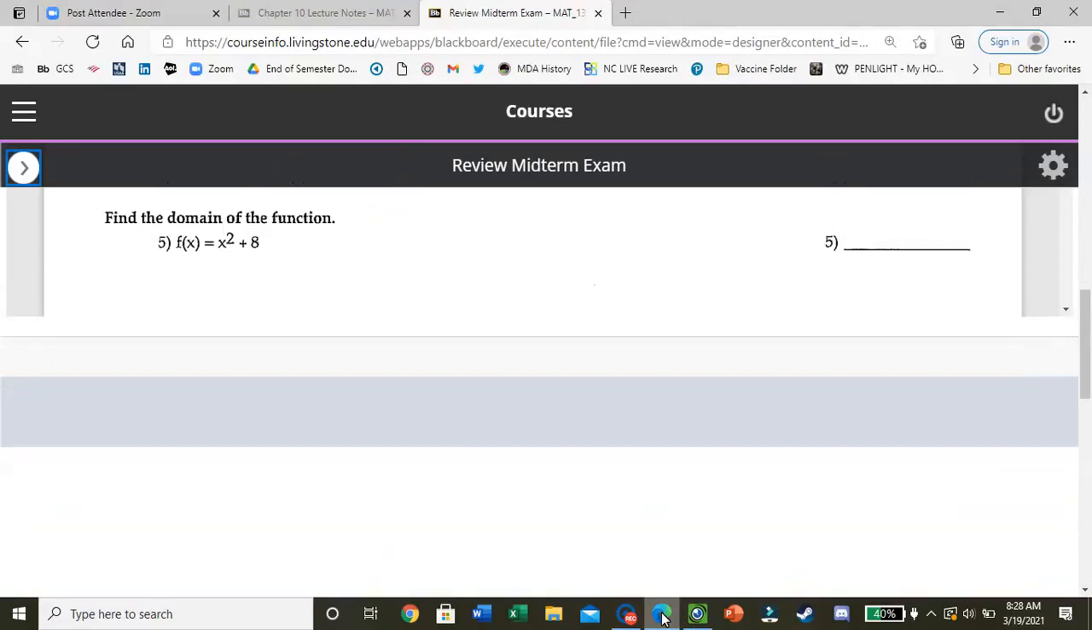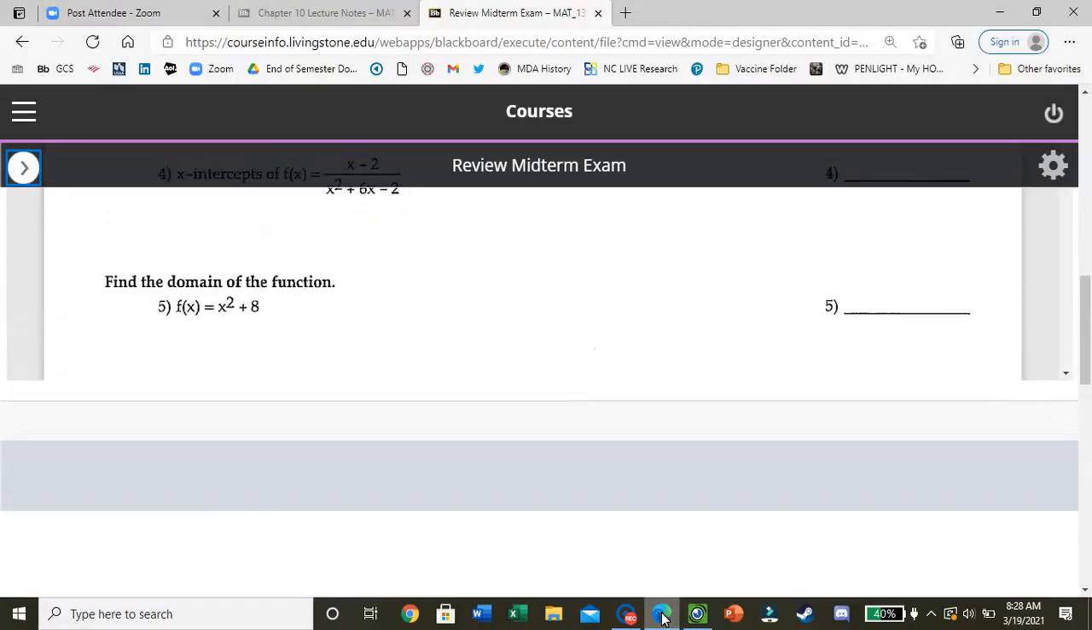Find the domain. So that goes back to our previous problem, right? We ask ourselves 2 questions. What do we ask? Is x in the denominator, or is x in the radical? If it's not, then the domain is what? All real numbers. So the domain here is all real numbers. Okay, good.